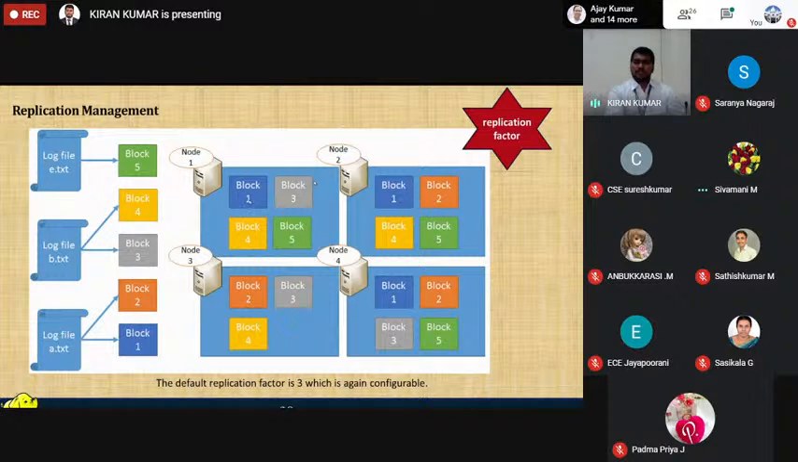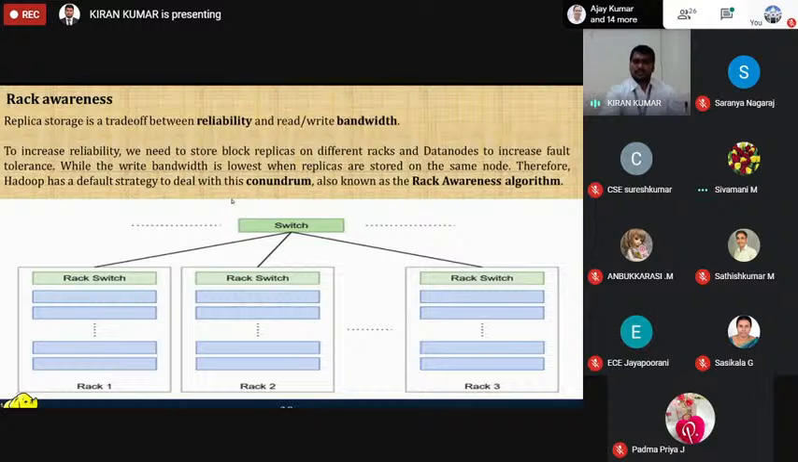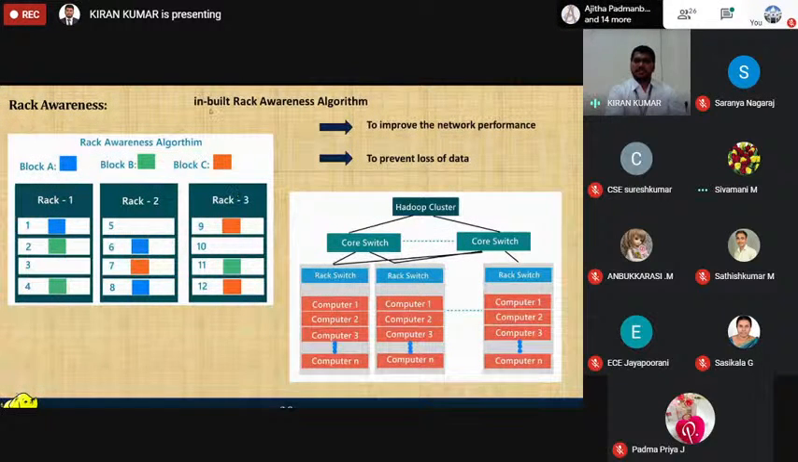But when I say replication, it purely depends on the rack awareness algorithm. There is an inbuilt rack awareness algorithm which automatically handles the replications. It decides which particular data node should have the replication. For example, I have a block A. Here the user data is broken into block A, block B, block C. Initially, the rack awareness algorithm gives data node number 1 to store the first copy of block A.